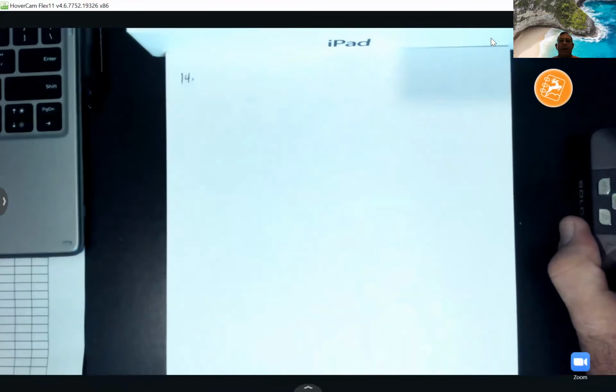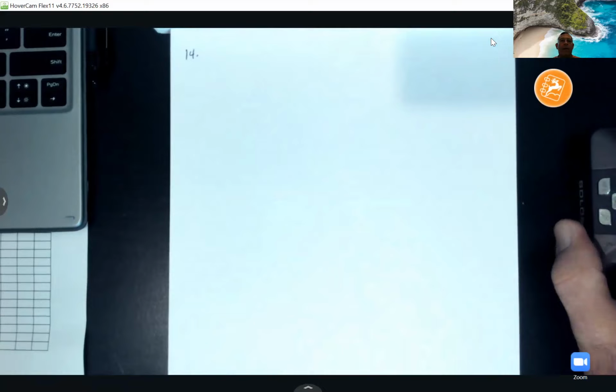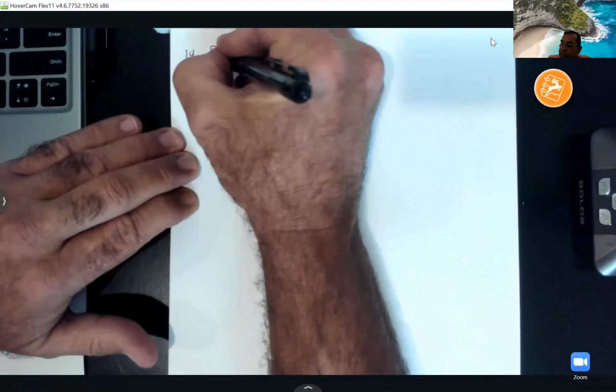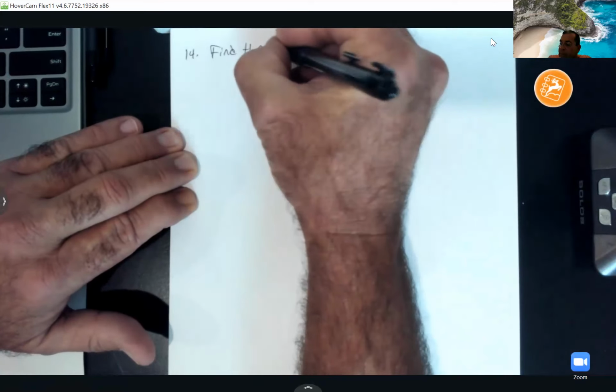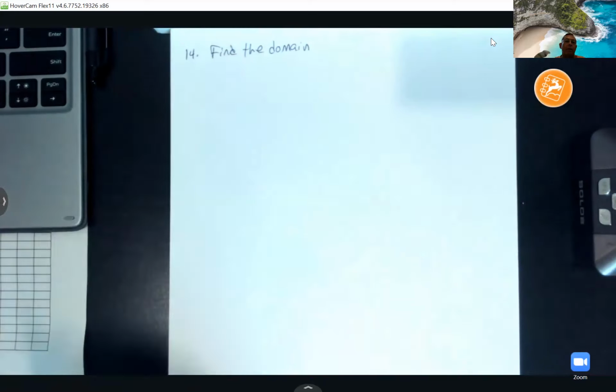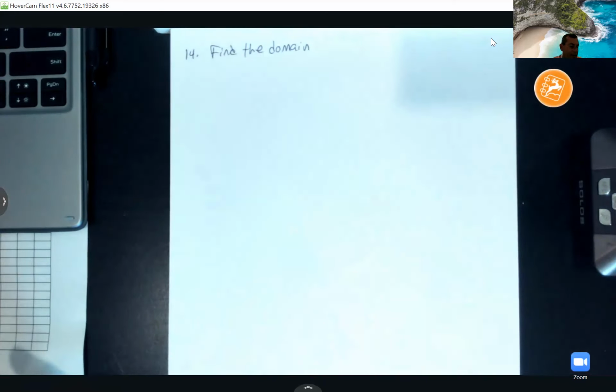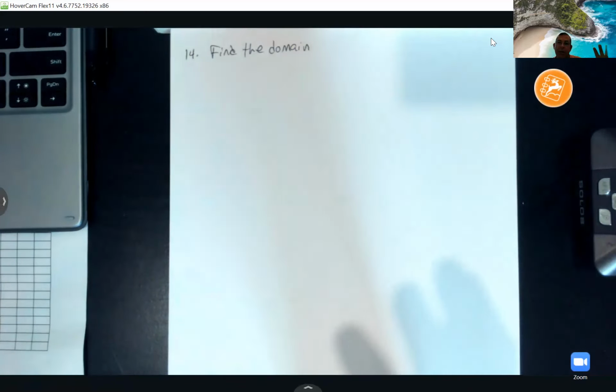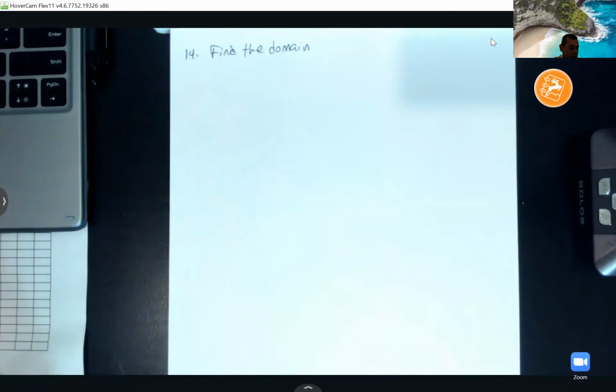So for 14, they want us to find the domain. And 14 and 15 will be doing the same thing, except for 14, they want us to write the answer in set builder notation and interval notation.